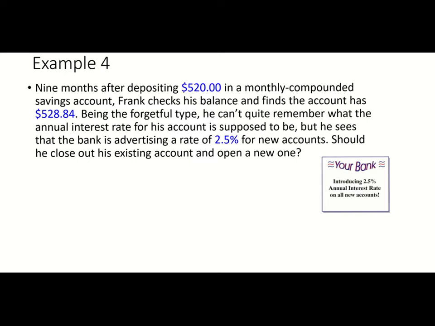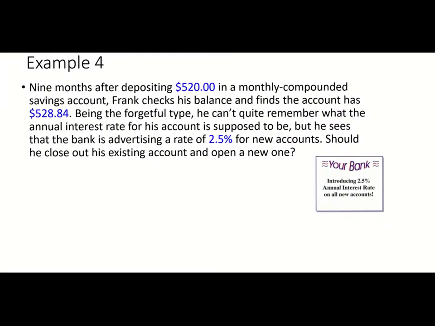So we're going to take a look at this and figure out what his interest rate is. And again, we're going to use our compounding interest formula. So A of T equals P times 1 plus the rate divided by N, or the number of times compounded, raised to the NT power. And what we need to do is fill in what we know. I know my principal amount is $520. That's what he put into the account.